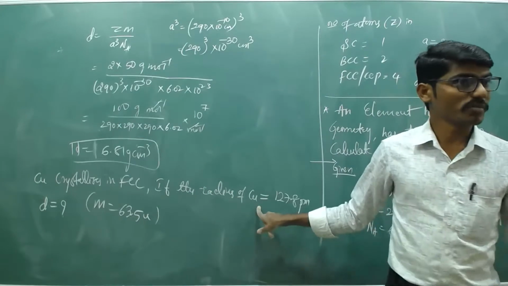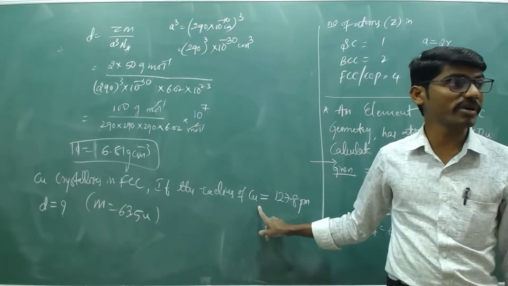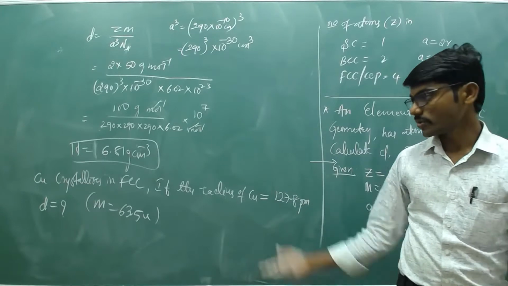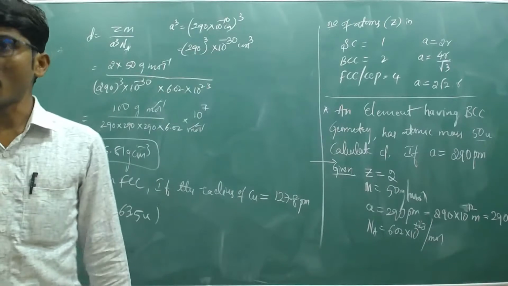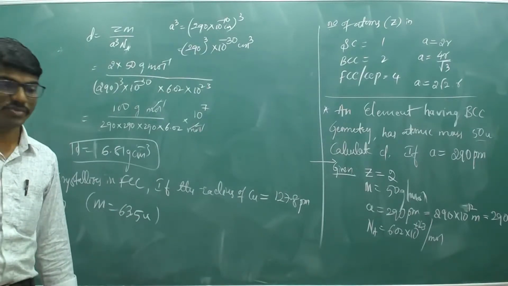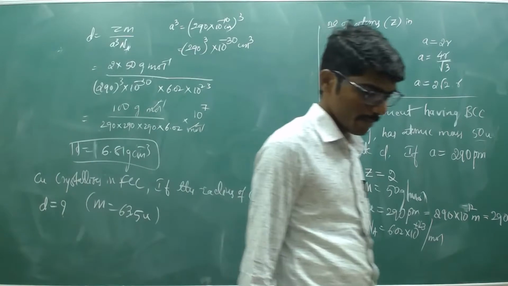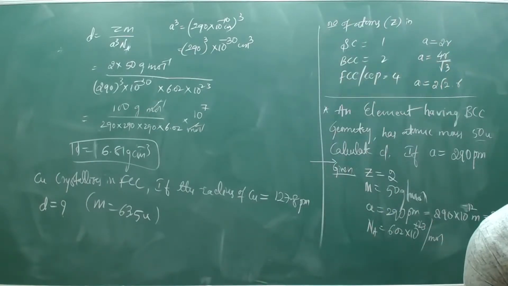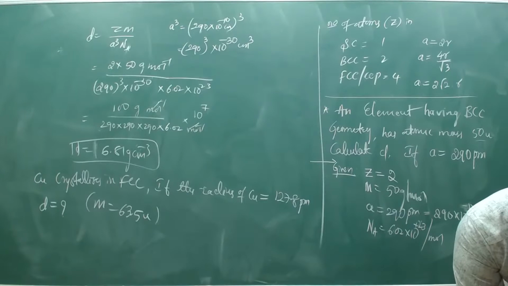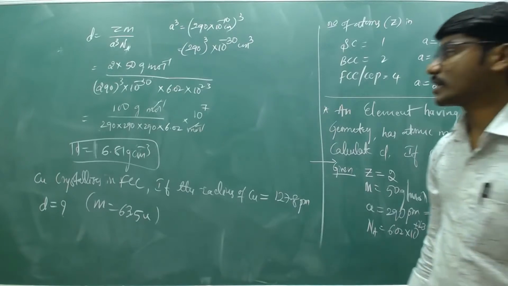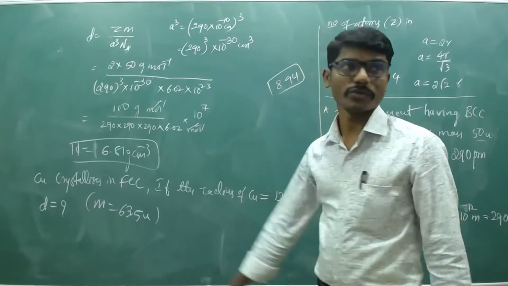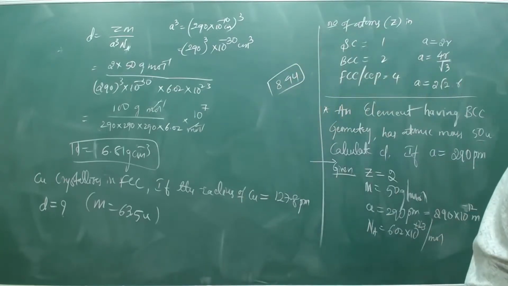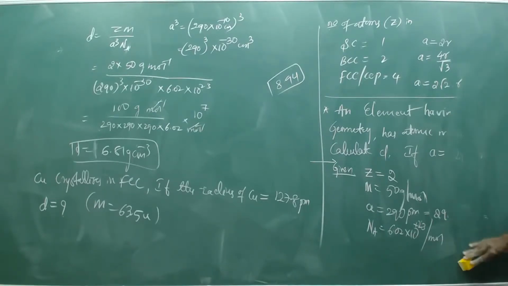Edge length is not given, but radius is given, so you have the relation between edge length and radius. In FCC, the relation is a is equal to 2 root 2 R. Radius is given, substitute and simplify to solve this problem. The final answer is 8.94 grams per cm cube. Verify the answer. We'll continue in the next class.